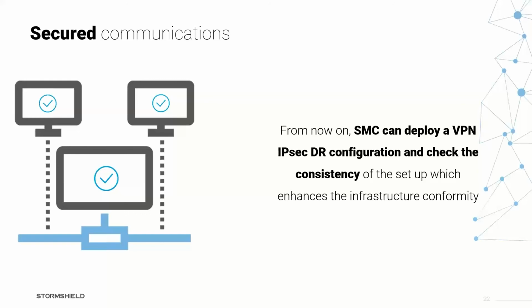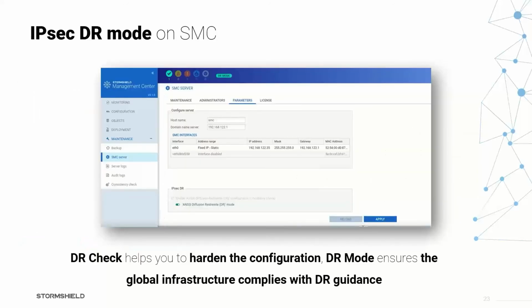SMC is now able to manage this IPsec DR mode. So from SMC, it is possible to deploy a VPN IPsec DR configuration and to provide a consistency check to the administrator. Basically, when you activate the DR check as an administrator, you get all the information raised by SMC in order to help you to harden the configuration and to have the whole configuration compliant with the IPsec DR guidance.